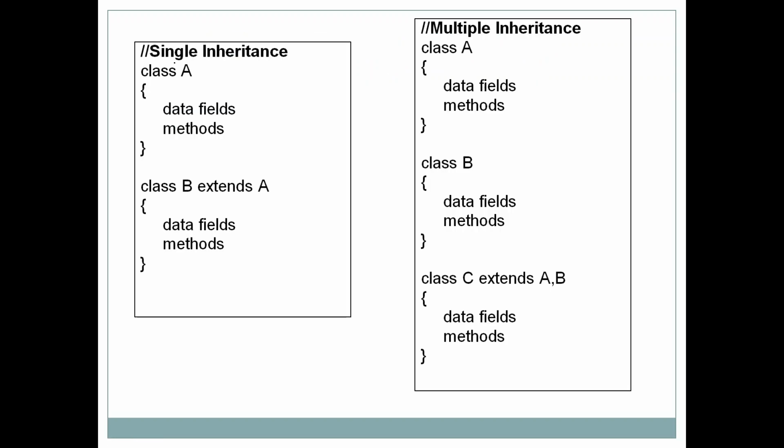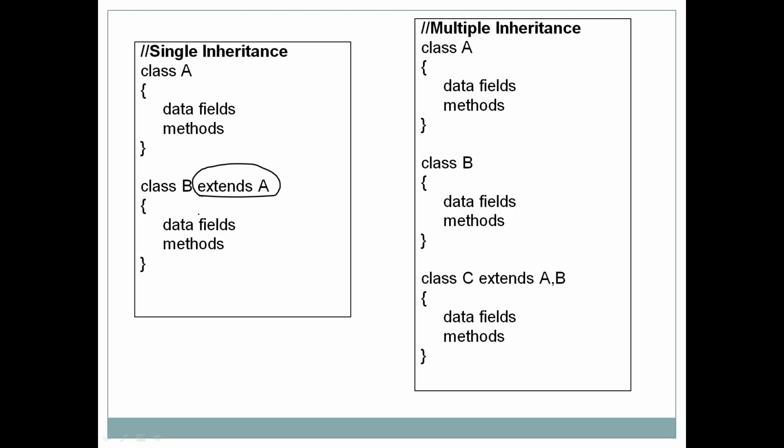This is the first form, that is single inheritance, how it can be used in programming. Suppose we have a class A with its own data fields and methods, and then class B with its own data fields and methods, and class B is extending class A. You can say class B is inheriting class A. So in this example, we have a superclass A and subclass B. Means there is only one superclass and only one subclass, and that is the reason this is called single inheritance.